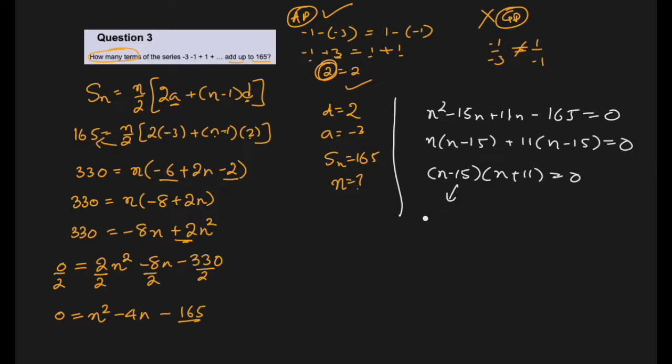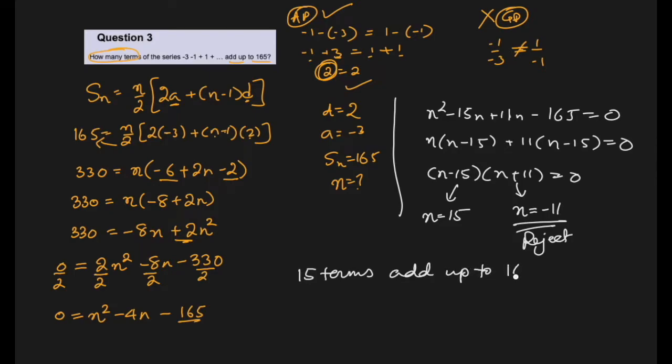So this gives me n equal to 15. This will give n equal to negative 11. Number of terms cannot be negative, so you reject this answer. Question was, how many terms of the series add up to this? So you can write 15 terms add up to 165. That's the answer.